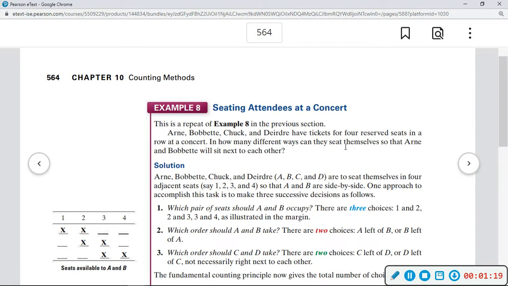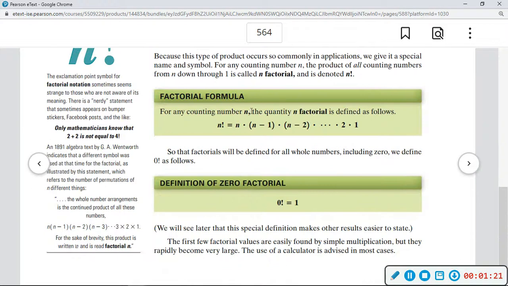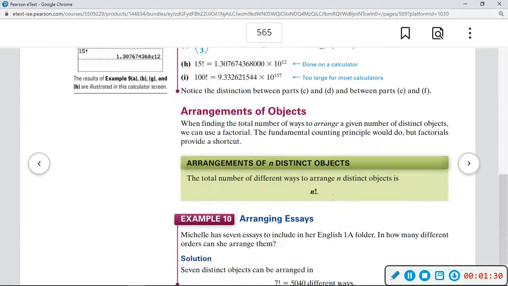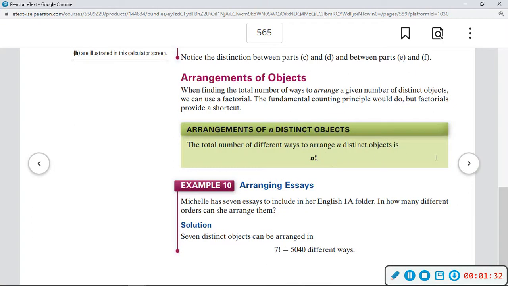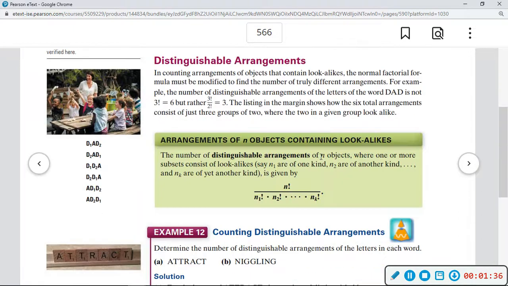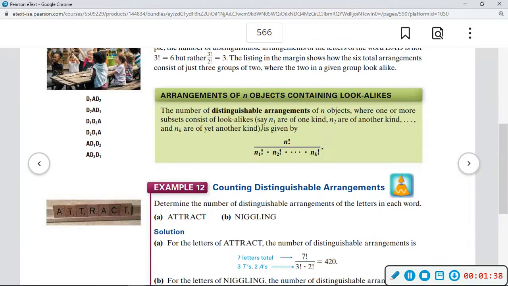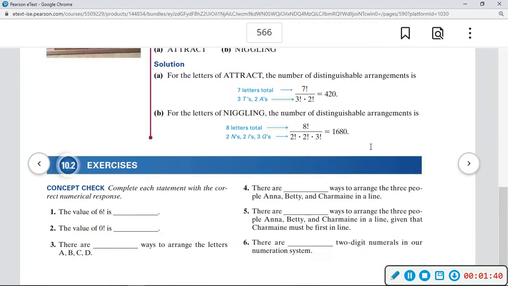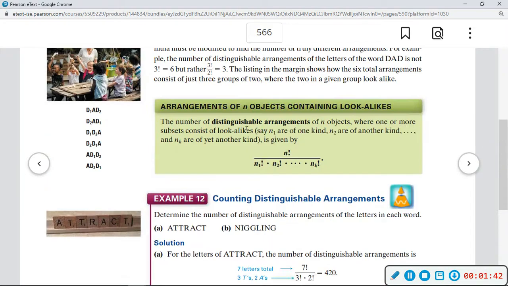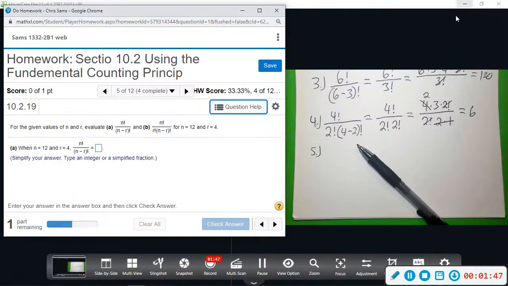I would imagine so. Okay, yeah. Factorial formula, definition of 0 factorial. That's that fact I mentioned earlier. Getting closer. It doesn't look like it shows it all together. So they may not show it, but we'll get there a little bit later.